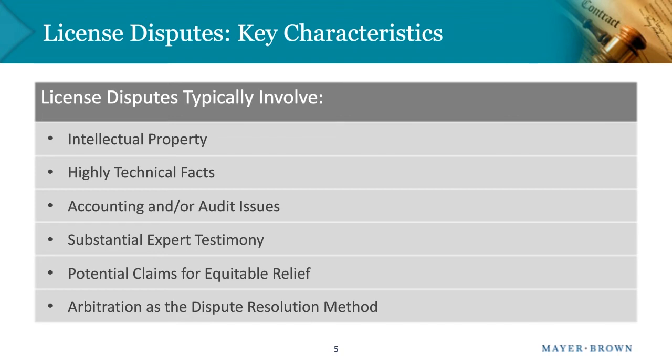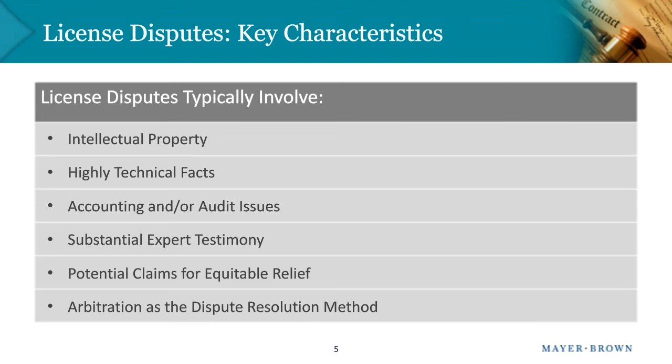Because of the highly technical issues and the accounting and auditing issues present in licensing arbitrations, there is usually substantial expert testimony presented. And as Jim will discuss a little later on, that expert testimony has an even more significant role in arbitration than it would in a normal court litigation proceeding. There can also be claims for equitable relief because, as we all know, sometimes money isn't just going to solve the problem.